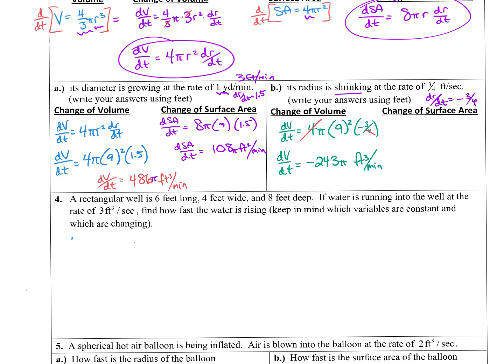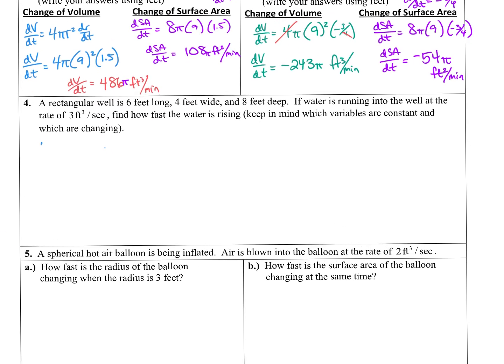On the other side here, change of surface area. And that was 8 pi times 9 times negative 3/4. All right. And math. That's going to be, I think, negative 54 pi. And the units would be square feet per minute. Let me double check. Oh, yeah, that's right. Cool. Number 4 was kind of a neat problem. Rectangular well. So we've got this rectangular well.